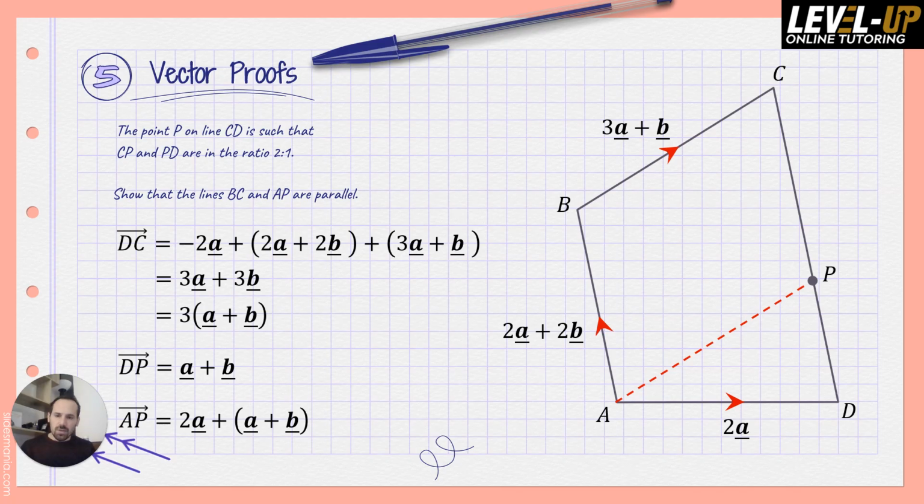So going a roundabout way, from A to D is 2A. Then from D to P, we've worked out is A plus B. And finally, if we add that together, we get 3A plus B. And so you see, not only is it a scalar multiple, it's actually just 1 times BC. They're actually the same vector. So we've shown they are indeed parallel.